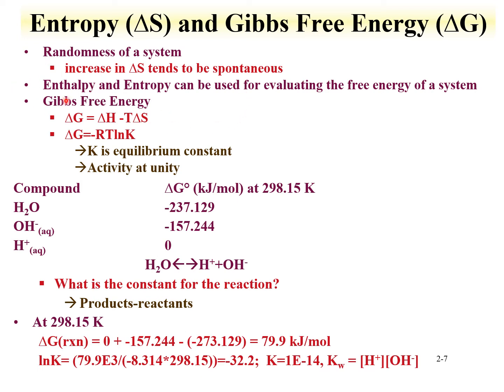The Gibbs free energy is defined here, where delta G equals delta H minus T delta S, or delta G equals minus RT log K. In this case, K is the equilibrium constant with activity at unity. Gibbs free energies are also available in databases.